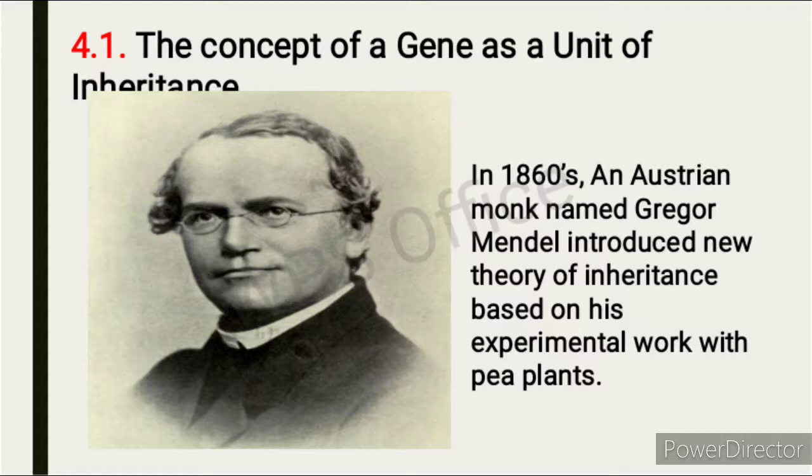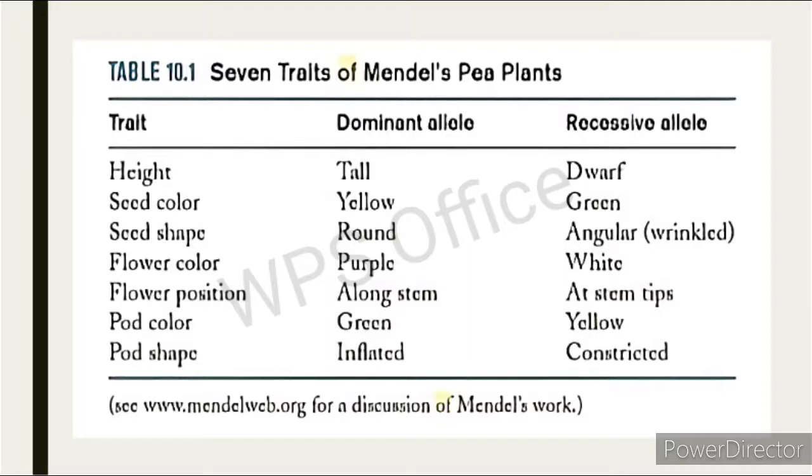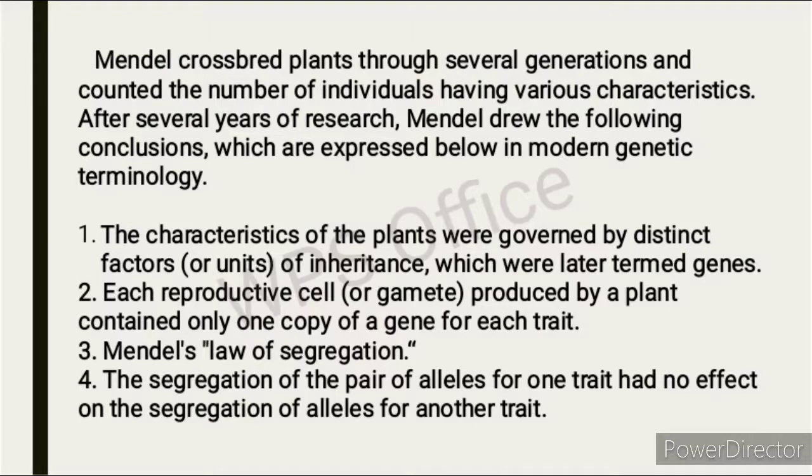Mendel chose the garden pea for a number of practical reasons, not the least of which was that he could purchase a variety of seeds that would give rise to plants with distinct characteristics. Mendel chose to focus on seven clearly definable traits, including plant height and flower color, each of which occurred in two alternate and clearly identifiable forms. Mendel crossbred plants through several generations and counted the number of individuals having various characteristics.